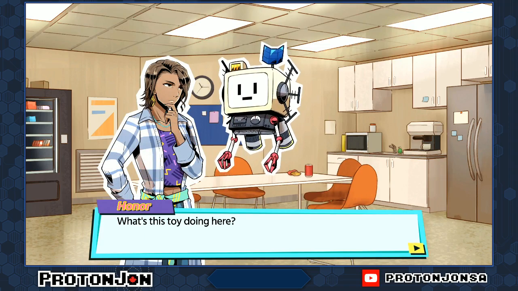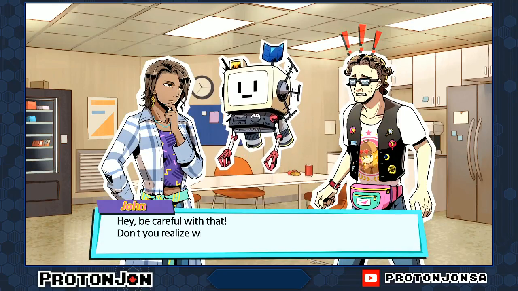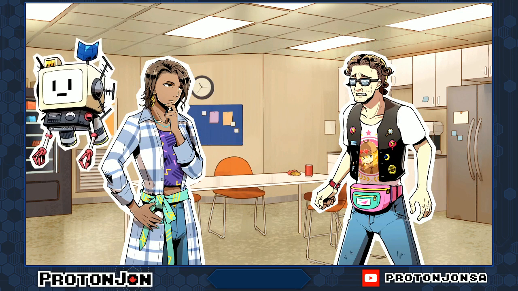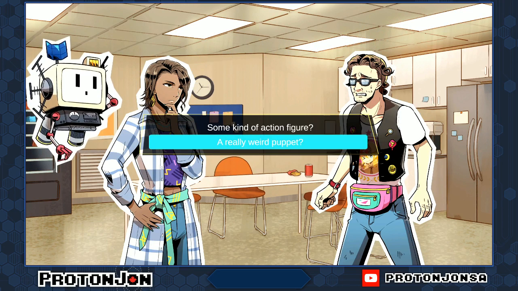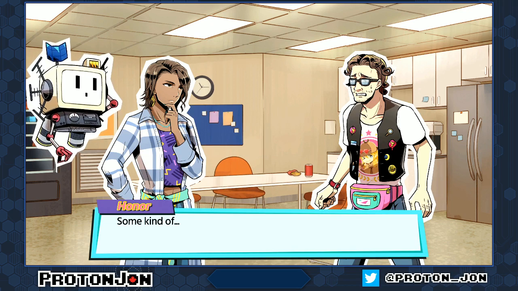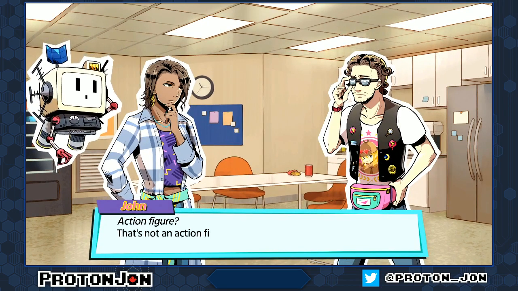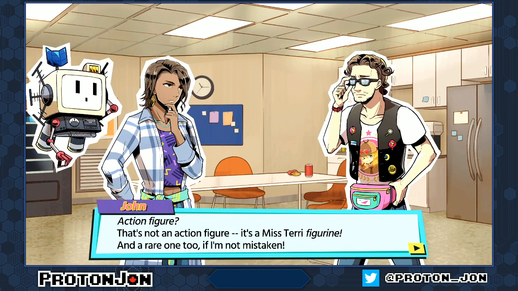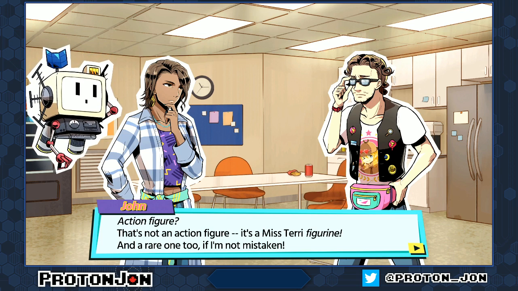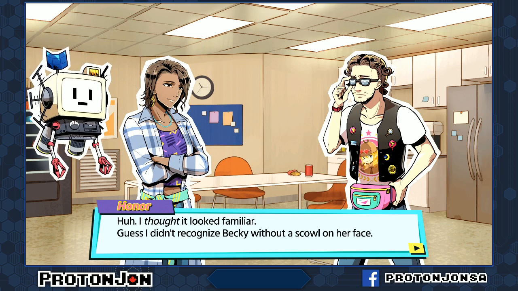What's this toy doing here? Hey, be careful with that. Don't you realize what you're holding? A really weird puppet? Some kind of action figure? Action figure? That's not an action figure. It's a Miss Terry figurine. And a rare one, too, if I'm not mistaken. Huh, I thought it looked familiar. Guess I didn't recognize Becky without a scowl on her face.